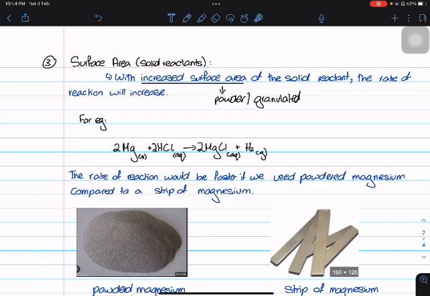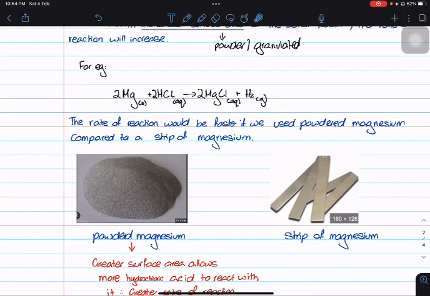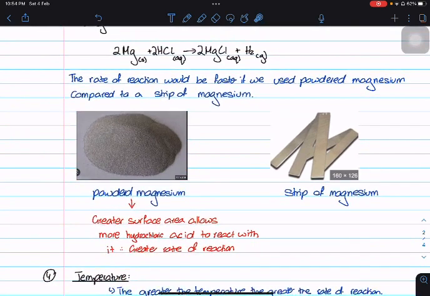Let's take an example. If we look at magnesium reacting with hydrochloric acid, if we use powdered magnesium, it will have a higher rate of reaction than if we use strips of magnesium. This is because powdered magnesium has a greater surface area and it allows more hydrochloric acid to react with it, and therefore it would have a greater rate of reaction.